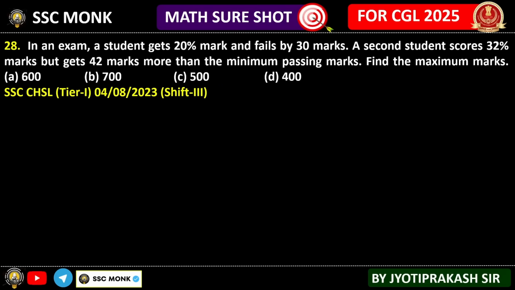Next, in an examination, a student gets 20% and fails by 30 marks. A second student scored 32% marks and got 42 marks more, same question. So it is saying 20% plus 30 marks is equal to 32% minus 42 marks. Yes. So if I have to equalize it, 12% is equal to what? 72. 1% is 6. 100% is 600. Total mark 600. Option A is the right answer.